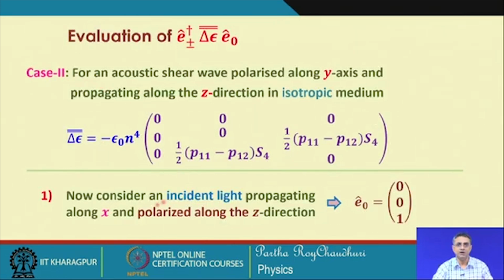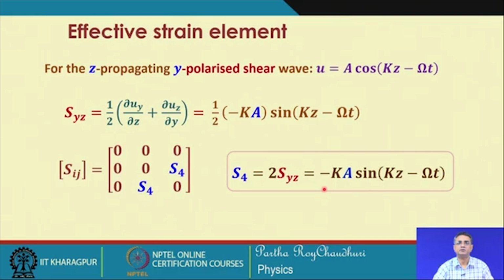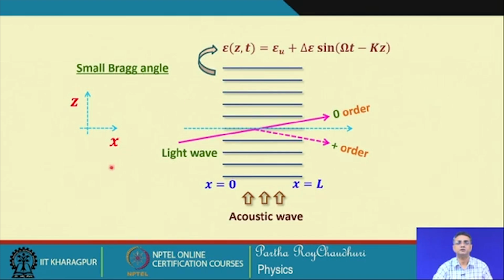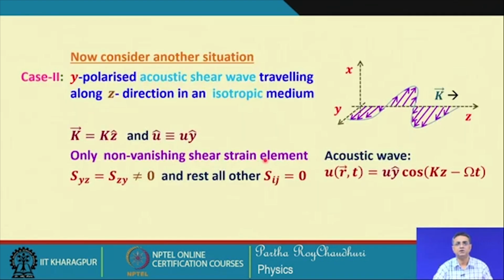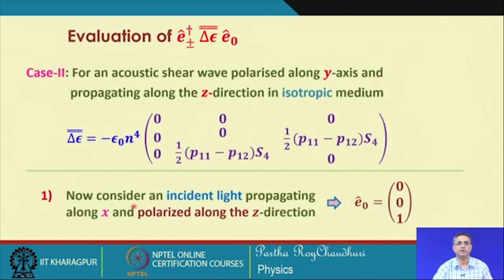Therefore, now we consider the second case where the incident optical wave is propagating along x direction. This is the situation that we have been considering. If we go back to this case, we are throughout considering that for small Bragg angle the incident wave is travelling very close to x axis and the acoustic wave is travelling along the z axis. So, keeping that configuration same, we now just change the polarization and the nature of the acoustic wave.